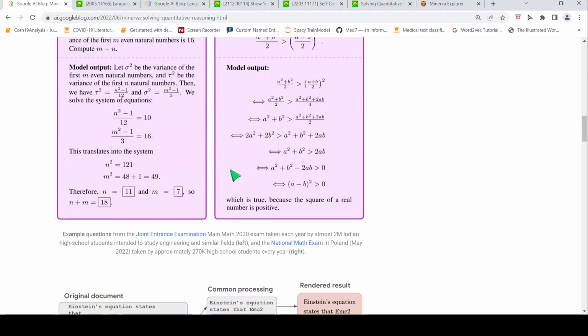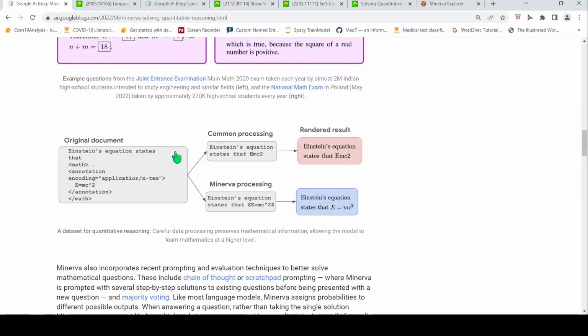Okay, so another thing over here is what they say is, in common pre-processing, when there is this text, these mathematical equations and other things are removed. Whereas in this particular model, they retain these mathematical notations as well, so that the model is able to learn these mathematical notations. That is what is mentioned over here. Okay.